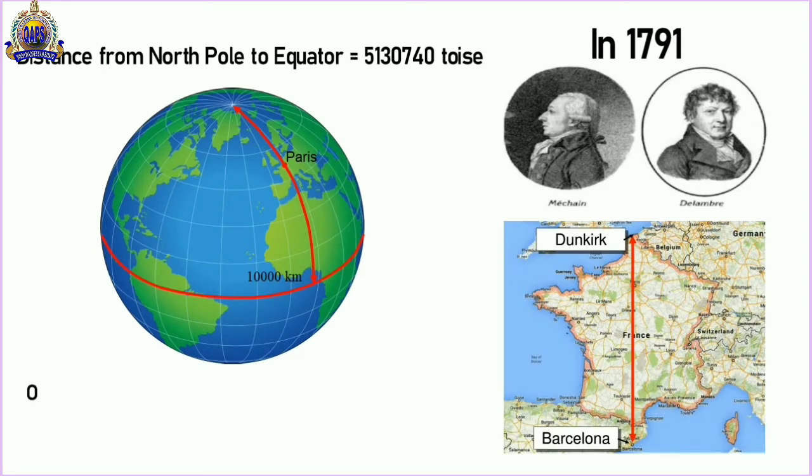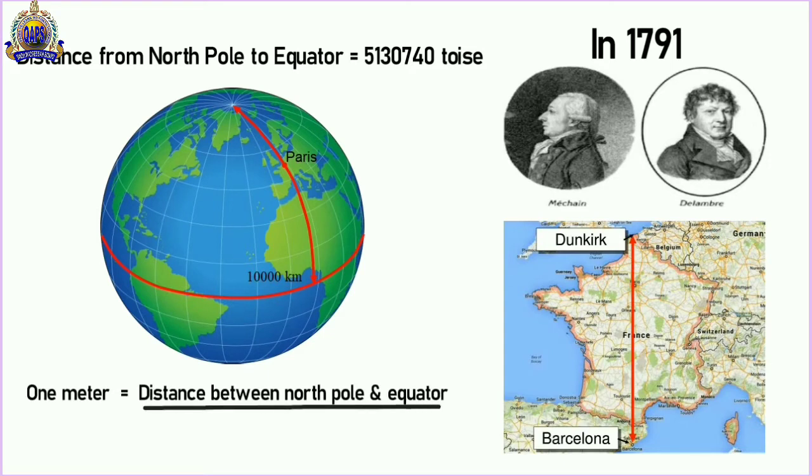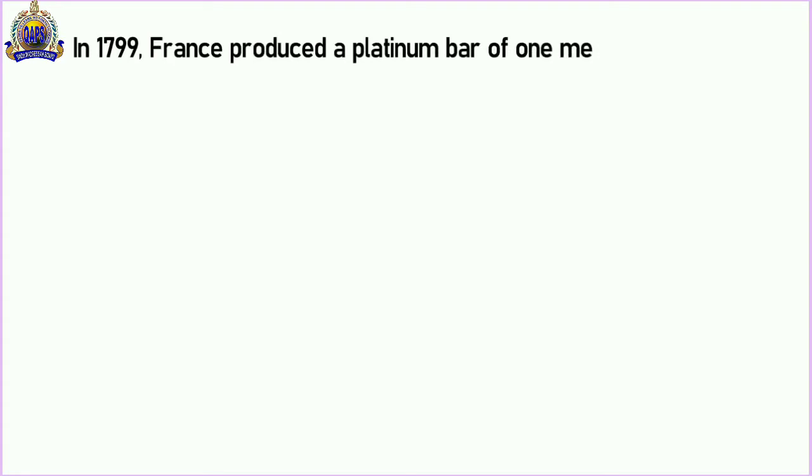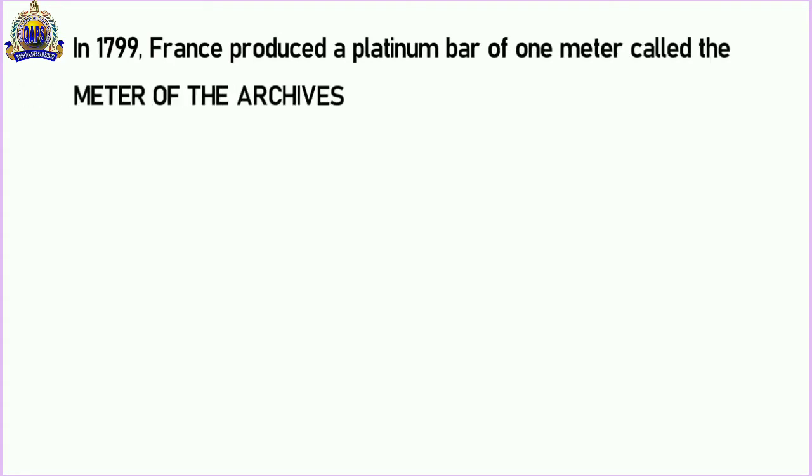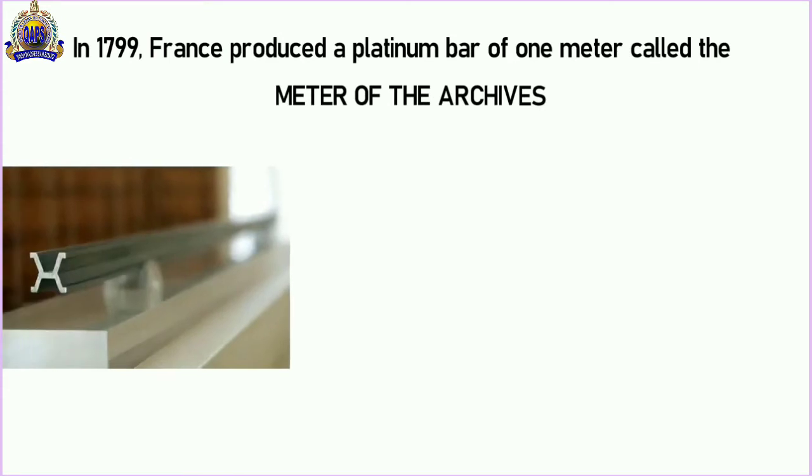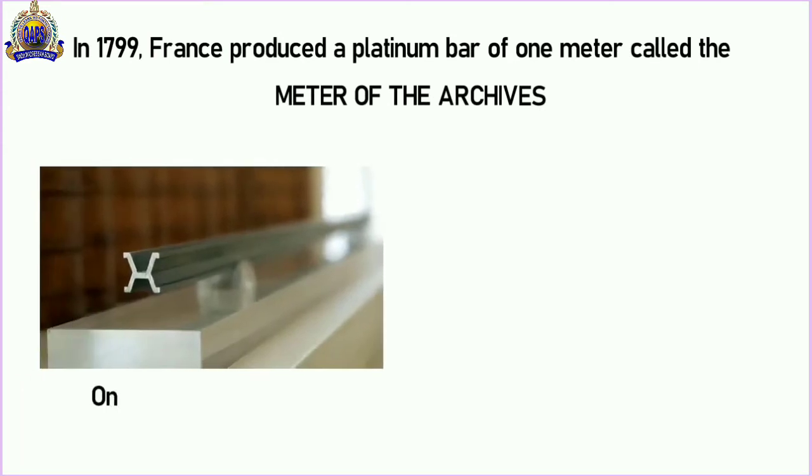Then in 1791 the distance was covered from Dunkirk to Barcelona, and this was again divided by 10 million, and it was called 1 meter. In 1799 France produced a platinum bar. Actually this was a 1 meter platinum bar, and it was called the meter of the archives.